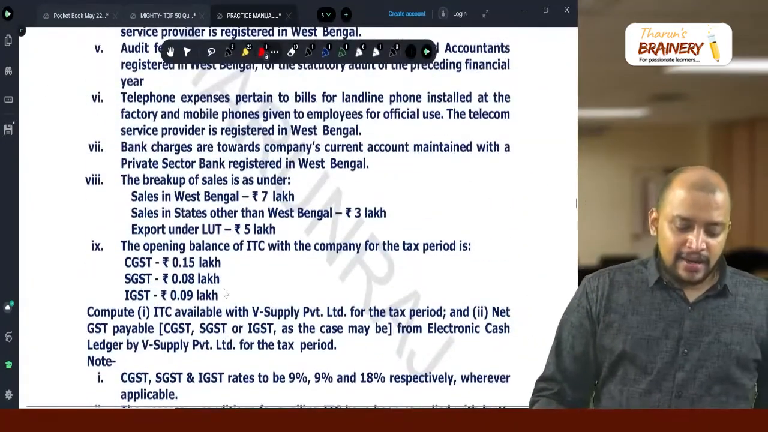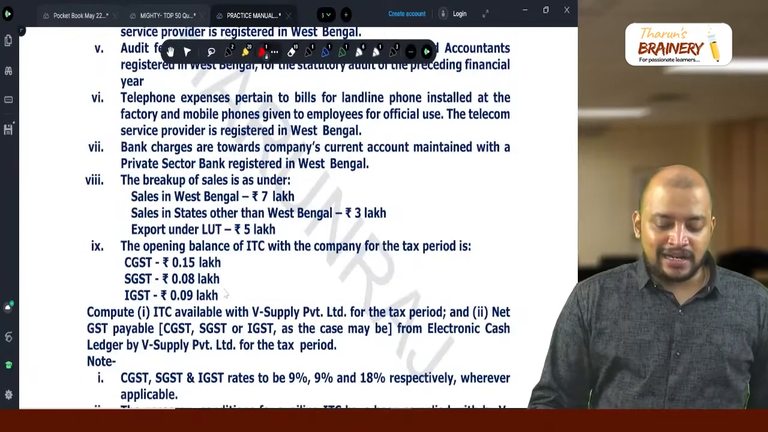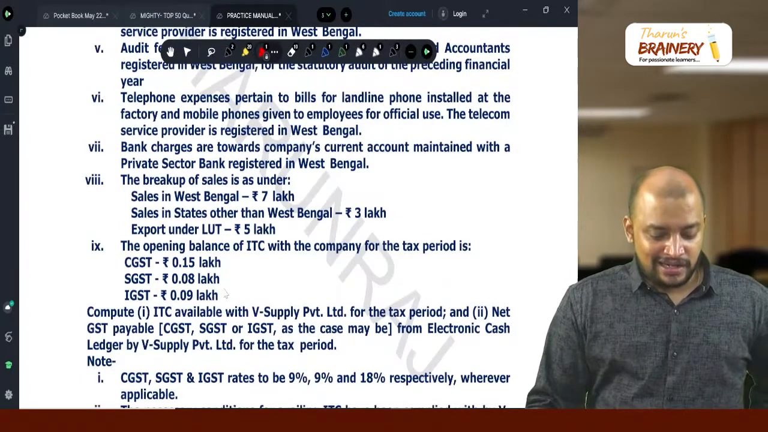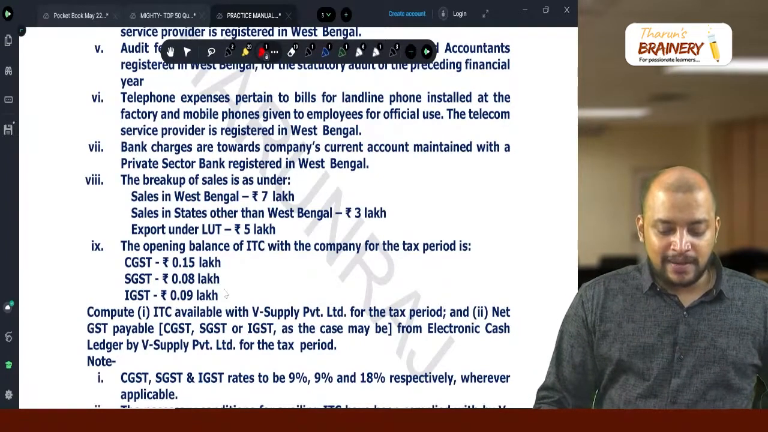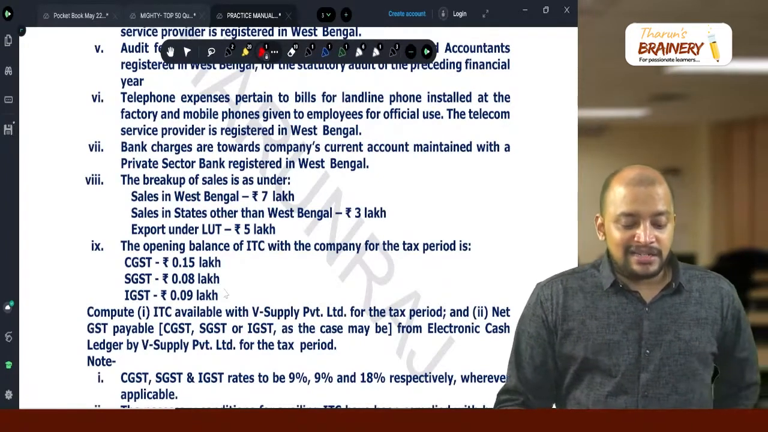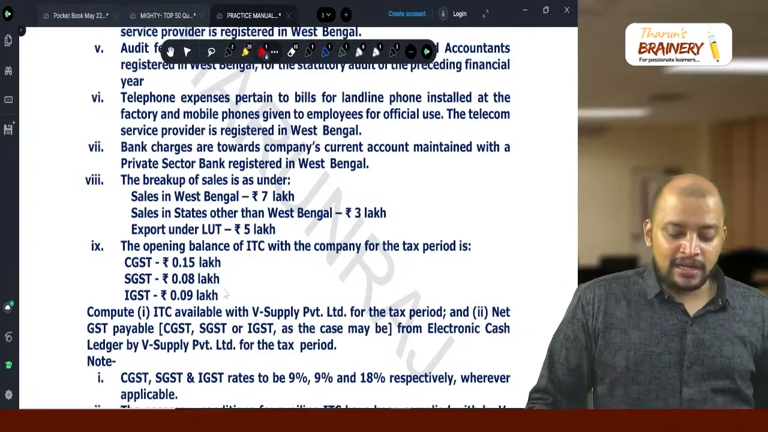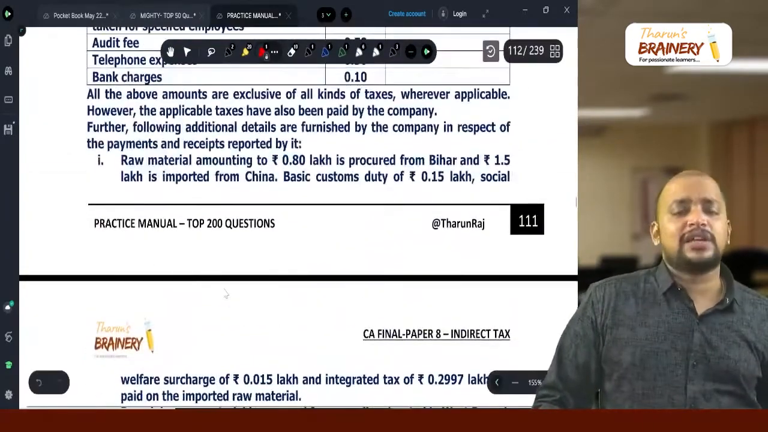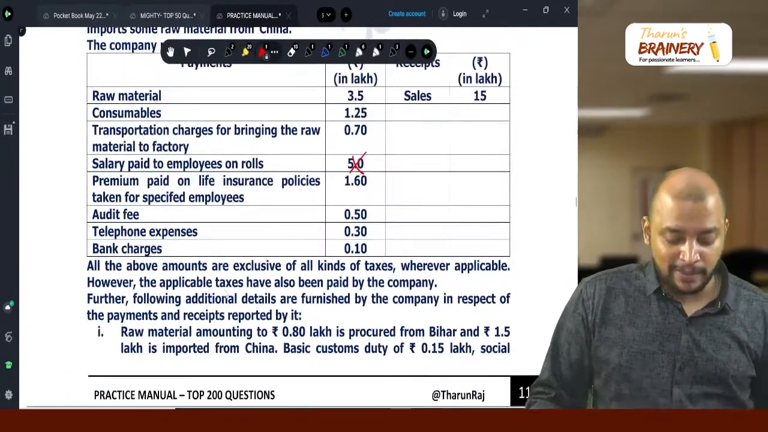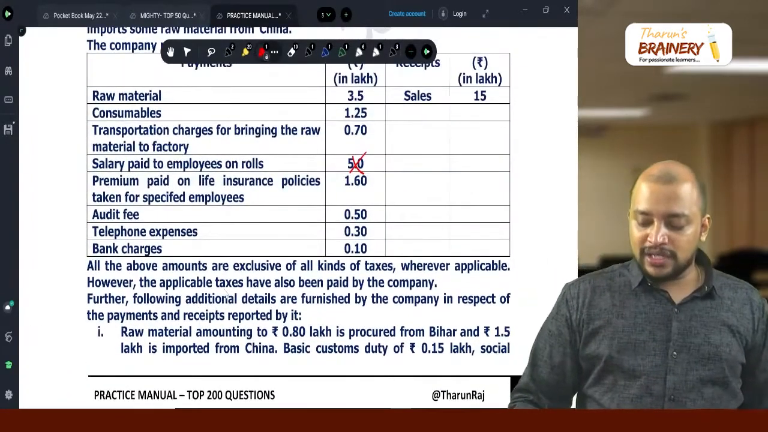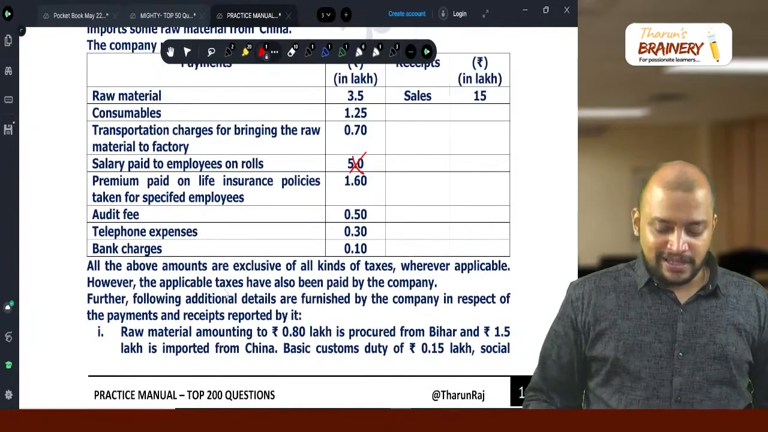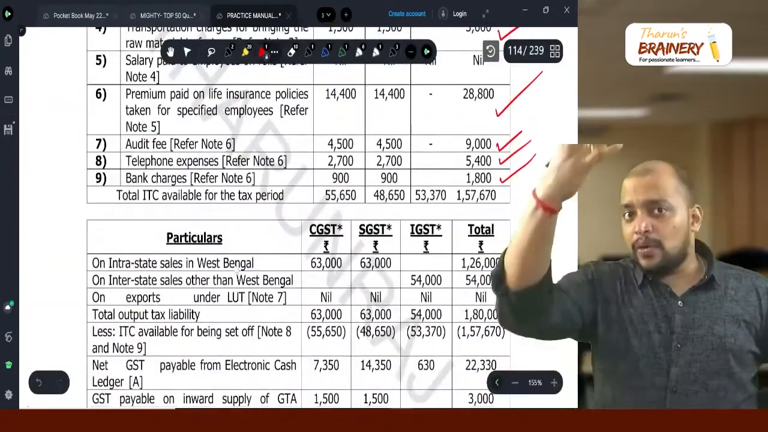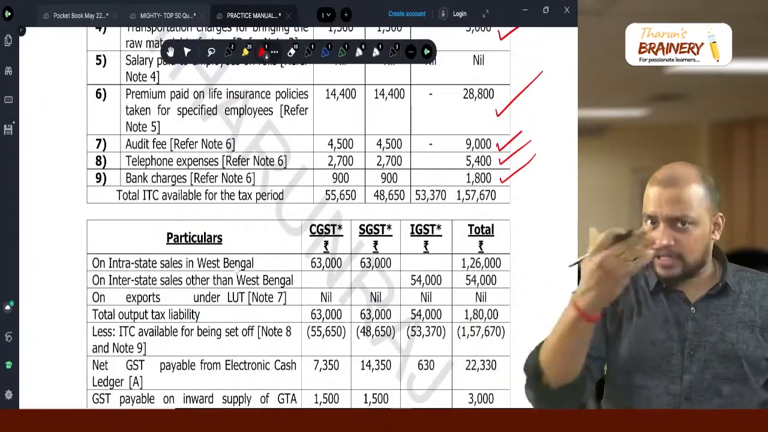And then bank charges towards the company's current account maintained with a private sector bank registered in West Bengal. Current account charges other than interest on loans, advances and deposits, all other charges of a bank will be taxable. So 10,000 into 9%, 900 and 900 will be taken. So this is the inward supply. So total input tax credit over.